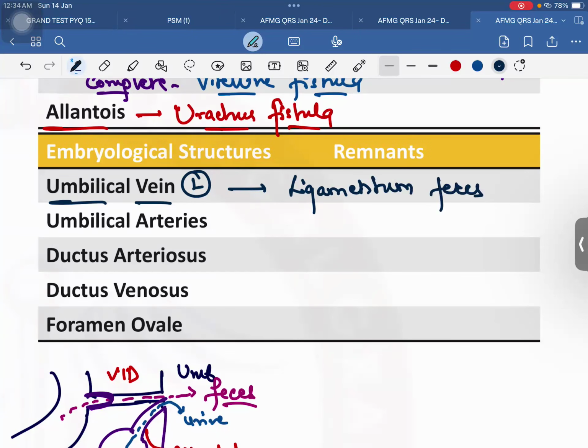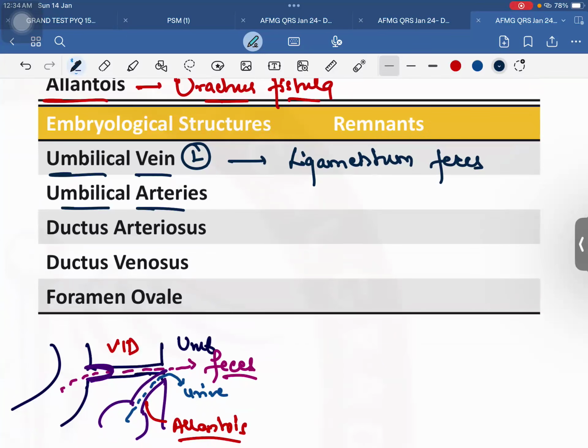Next important is the umbilical arteries. If I talk about the umbilical arteries, there are two umbilical arteries, the right and the left umbilical artery, definitely.